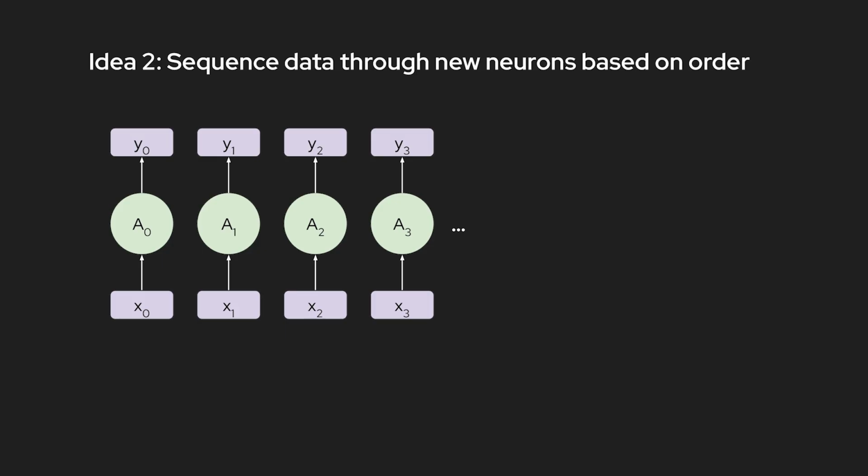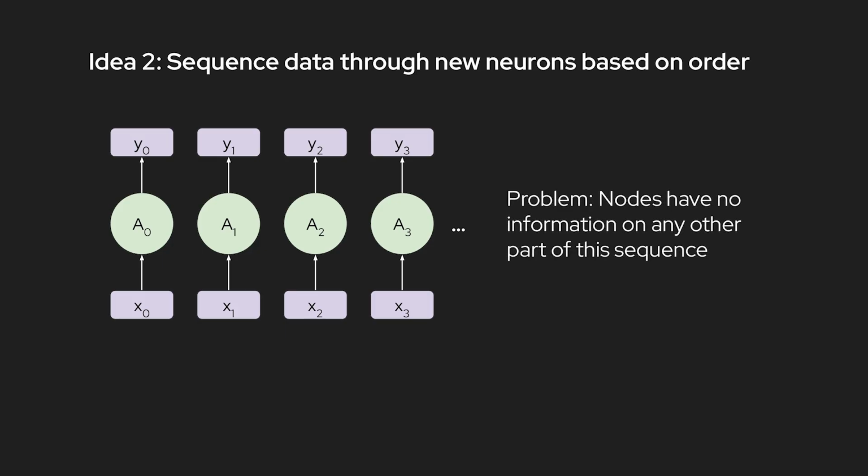Our biggest one is that our different nodes have no information on any other part of the sequence. Ideally, our model should be able to take into context all of the data that occurred before the time step we're on now. So, if our model is processing x2, for example, it needs some way of taking into account x0 and x1 into its inference for y2. Additionally, if we are sticking to the architecture in which we use different neurons for every time step, we've broken our model's adaptability to sequences of different lengths.